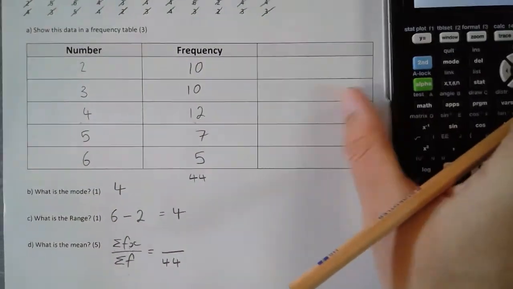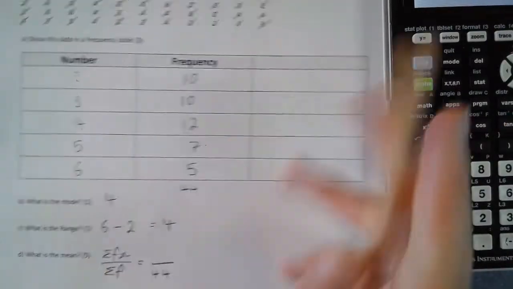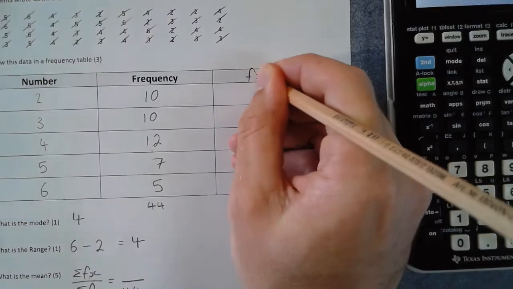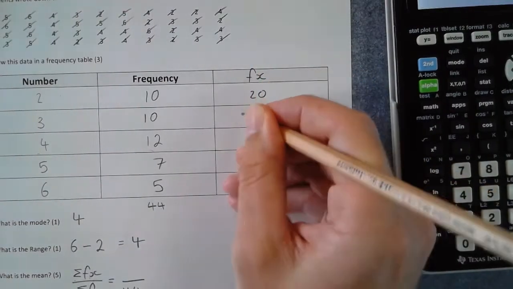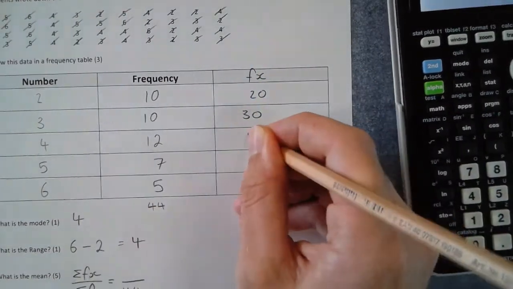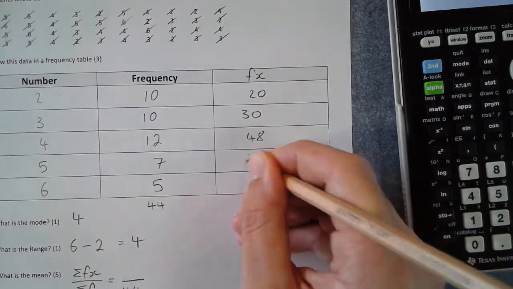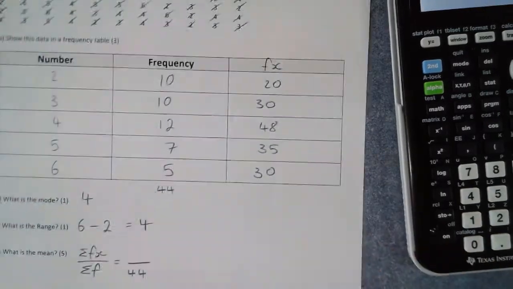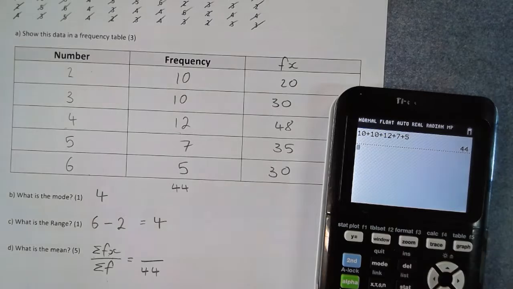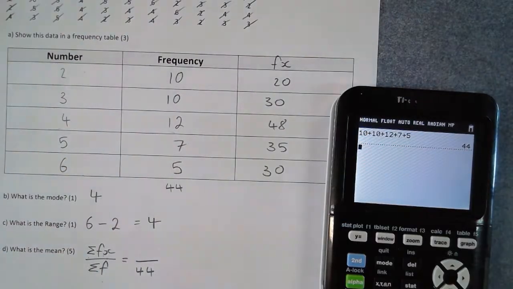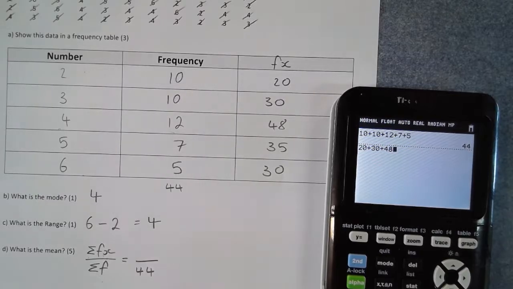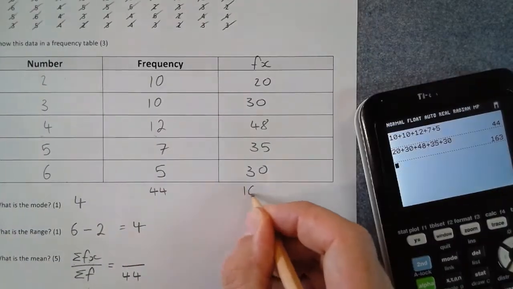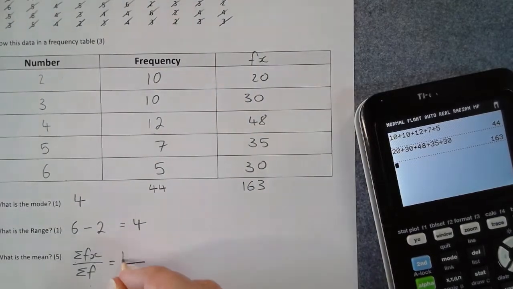Now the fx column is when you multiply across. I'm going to label it fx. 2 times 10 is 20, 3 times 10 is 30, 4 times 12 is 48, 5 times 7 is 35, and 6 times 5 is 30. Again, you can use your calculator. Now I'm going to add up as we go down. 20 plus 30 plus 48 plus 35 plus 30. So our fx column adds up to 163.